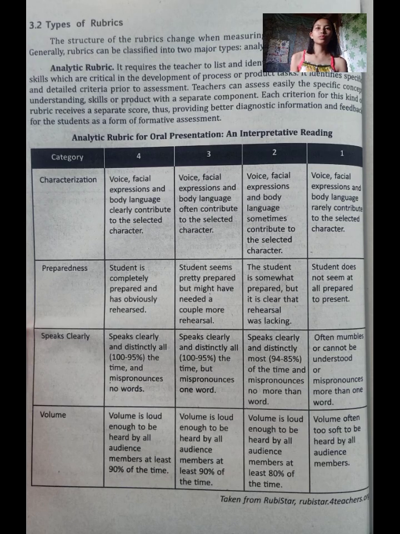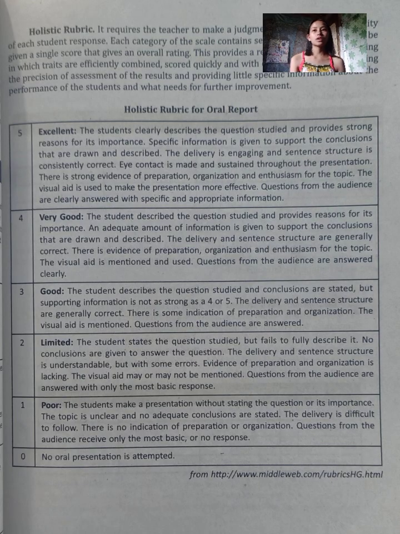An analytic rubric requires the teachers to list and identify the major knowledge and skills which are critical in the development of process or product tasks. So this is an example of our analytic rubric. Meanwhile, this is an example of a holistic rubric. A holistic rubric requires the teachers to make a judgment about the overall quality of each student's response.